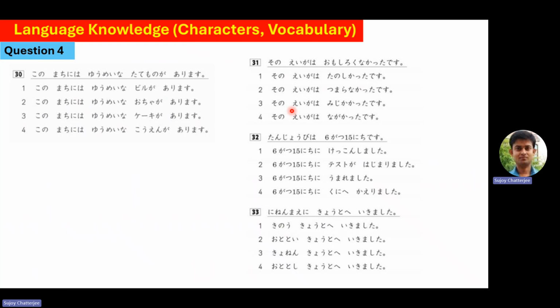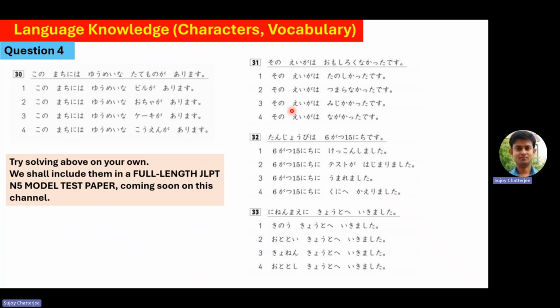So to summarize, there were 4 question types in this first section of language knowledge, characters, vocabulary, and each question has different parts and the total number of parts is 33. So 4 questions and total 33 sub questions. So this constitutes the part 1 of this N5 question paper. So try solving above on your own. We shall include them in a full-length JLPT N5 model test paper, which is coming soon on this channel.